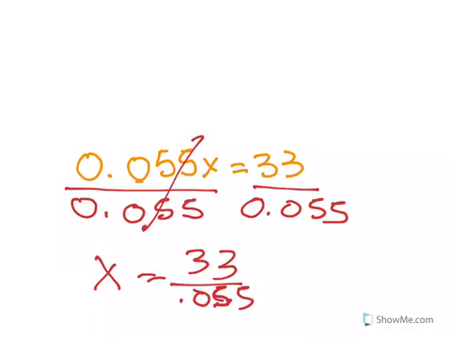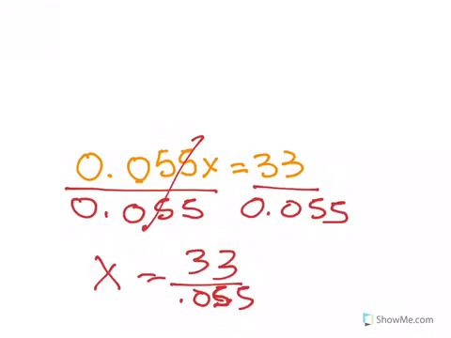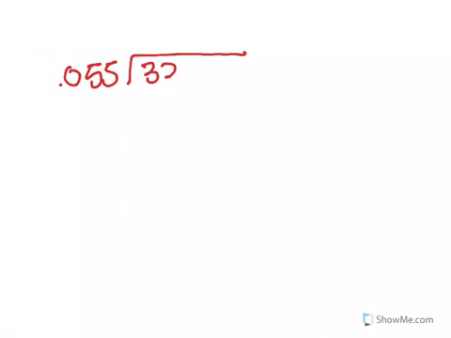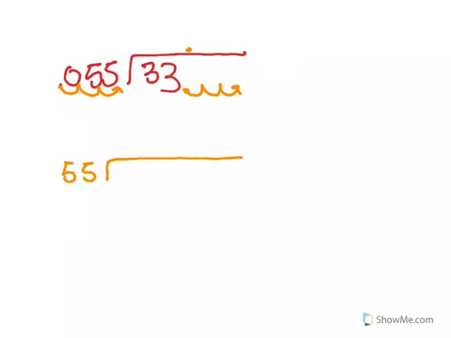And here we're going to do long division. So we put 0.055 divided into 33. Now we cannot do long division with a decimal on the outside, so we're going to move it 3 times to the right. The decimal is at the end of 33, so we're going to move it 3 times to the right. 1, 2, 3. So now this becomes 55 divided into 33,000.